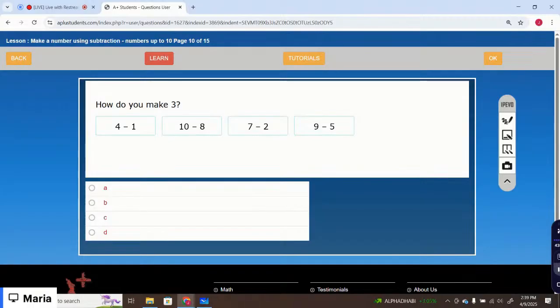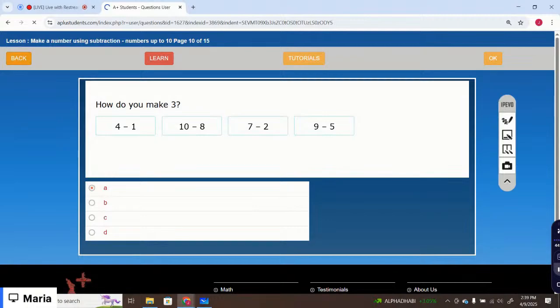How do you make three, which is the correct option? That is four take away one. Option A is the correct option.